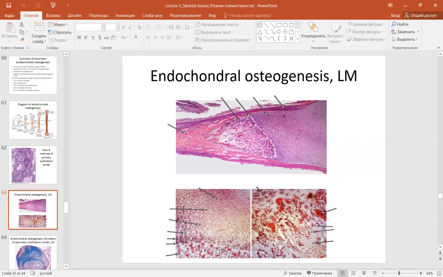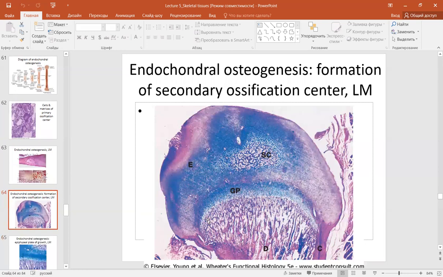osteoprogenitor cells, osteoblasts, which are brought by the microcirculatory bed. And the calcification of the remaining chondrocytes, hypertrophic chondrocytes, and exchange them into osteoblasts and osteocytes.